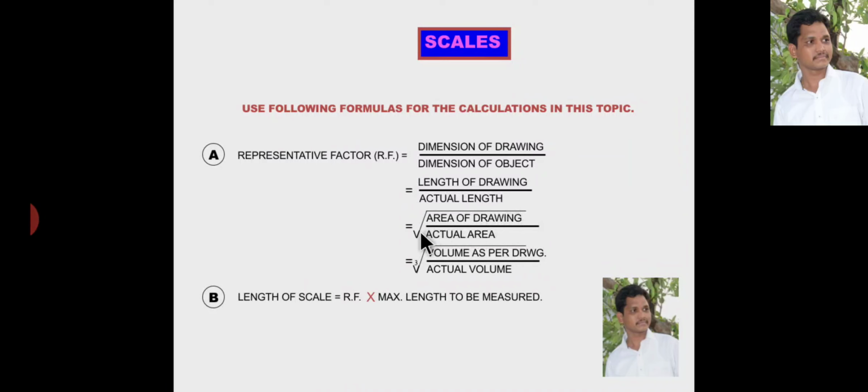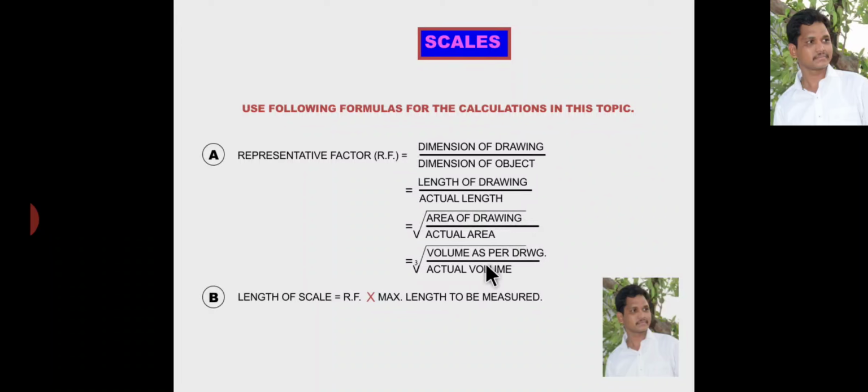whereas for areas, for plots, the formula for RF value is equal to square root of area of drawing divided by actual area. So that means the actual area means original size of the land, and area of drawing means size of drawing represented on a drawing sheet.